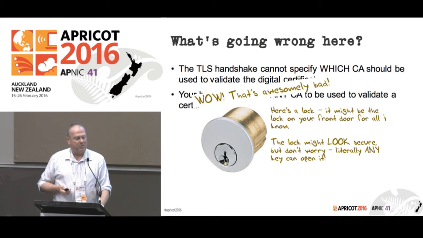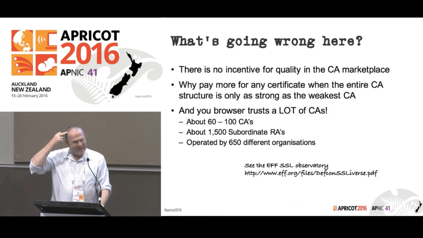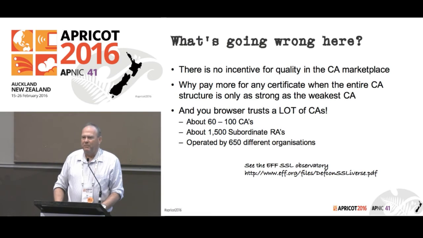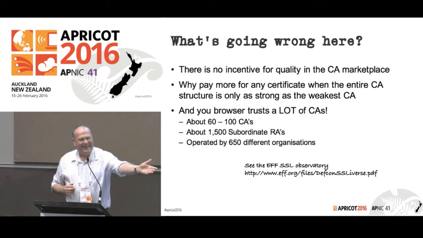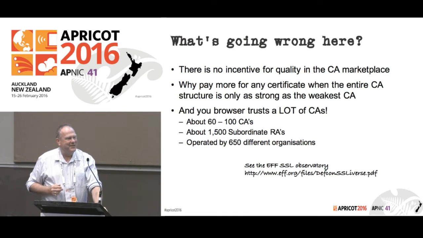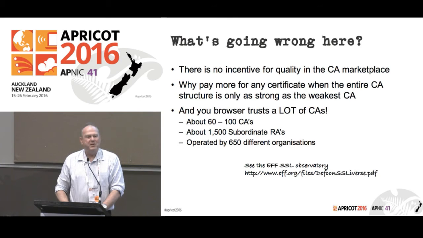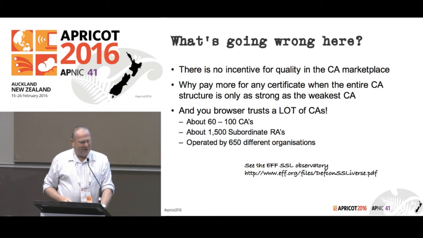Any key can open these locks. So, the real problem is, because any key can open these locks, no one's incented to do a good job. Why should I pay you, bad example because you're free, why should I pay you $1,000 when exactly the same sort of utility certificate is available from you for $5? No one's incented to do a good job because this is a race to the bottom, because a good certificate is trusted equally as a bad certificate, if you will. Doesn't matter. A certificate is a certificate. They don't come in grades anymore. So, quite frankly, the entire CA structure is only as strong as the weakest CA.